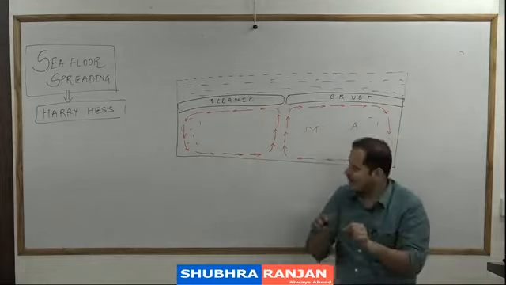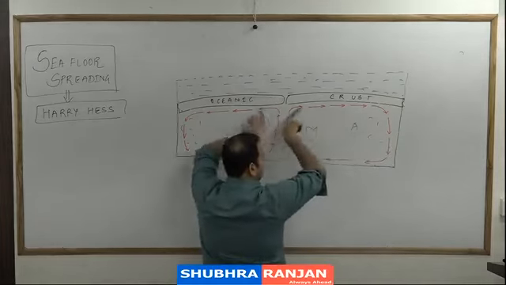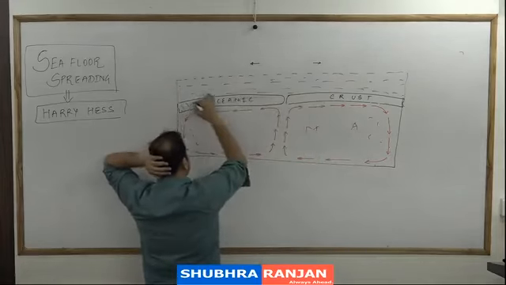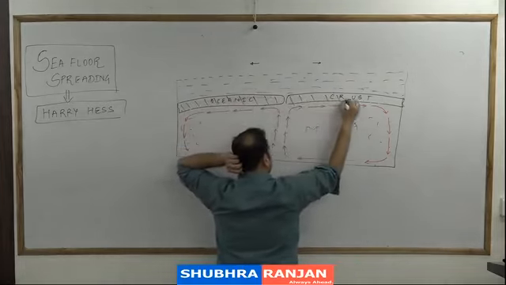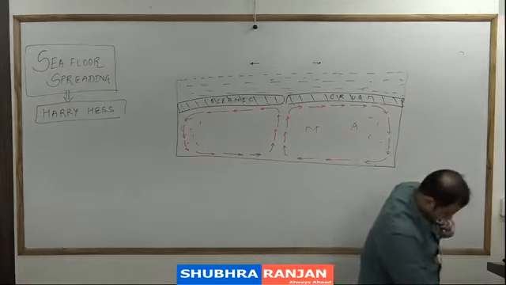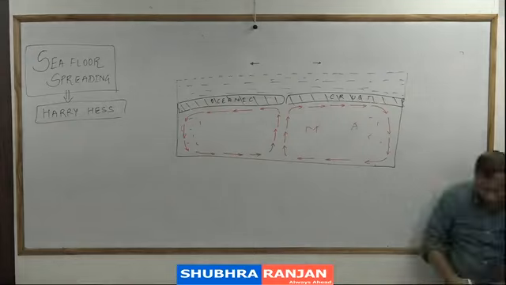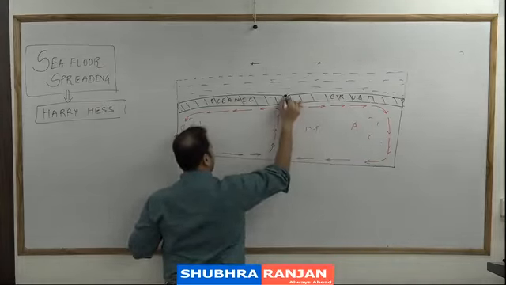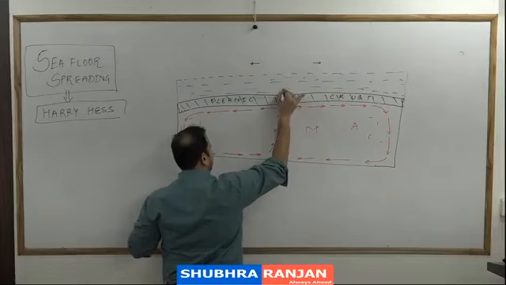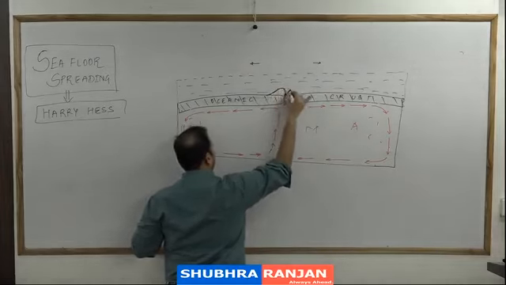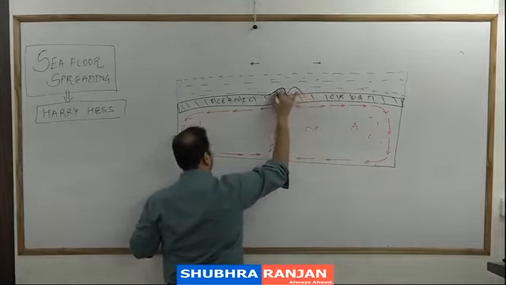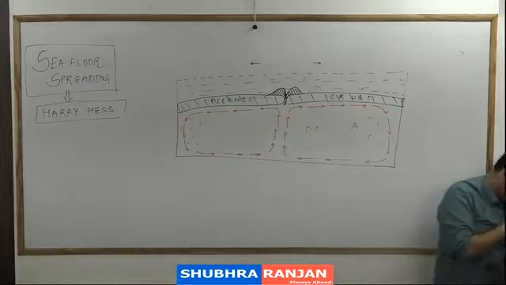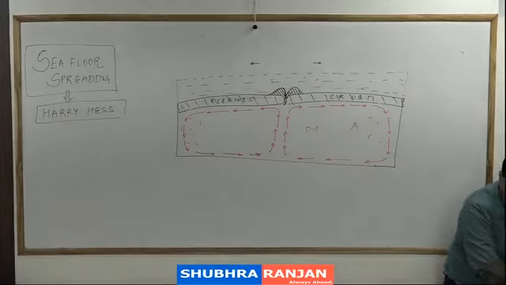Now, when it is broken, due to the diverging convectional currents, this oceanic crust will diverge and move in two different directions. Because it moves in two different directions, the magma from below will rise. As this magma rises, it will come into contact with water and solidify into two parts, resulting in the formation of a parallel mountain system. This parallel mountain system which is formed is known as a mid-oceanic ridge.